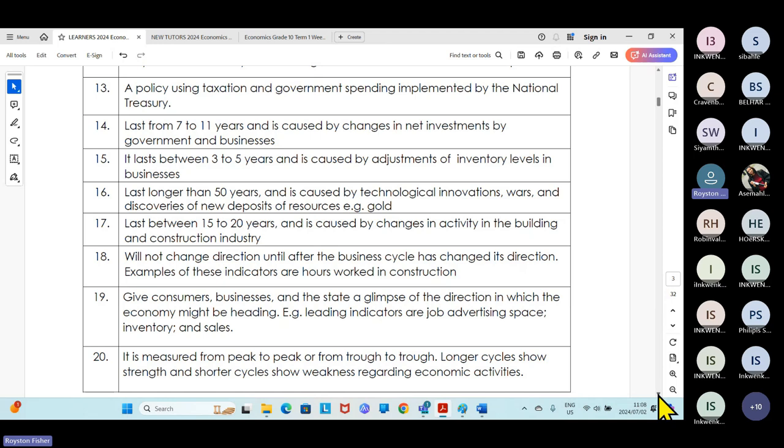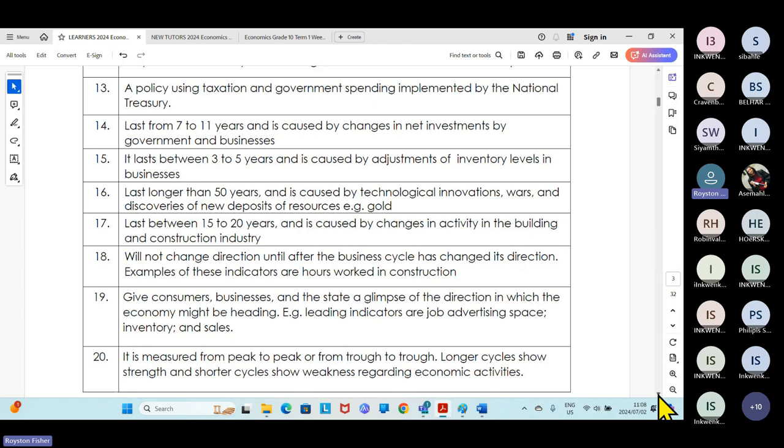And then number 17, this particular cycle lasts between 15 to 20 years, and is caused by changes in activity in the building and construction cycle, and that is your... thank you, St. Andrews, you're on a roll. Kuznets cycles. That's correct.